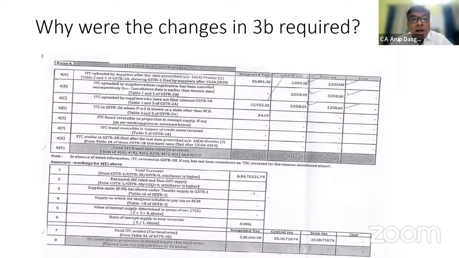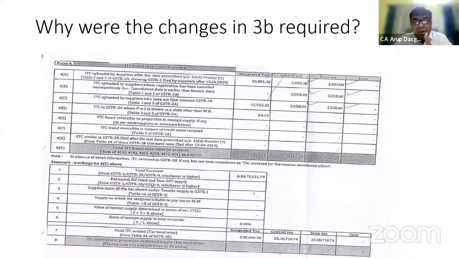Then next is the ITC in 2A where the place of supply is shown as a state other than West Bengal. So what will happen? I am going to say Odisha and staying in a hotel there. The hotel has billed me GST, but the only thing that is being billed by the hotel is Odisha state GST and CGST. So the place of supply is in Odisha. So I am not supposed to take the credit in my returns.